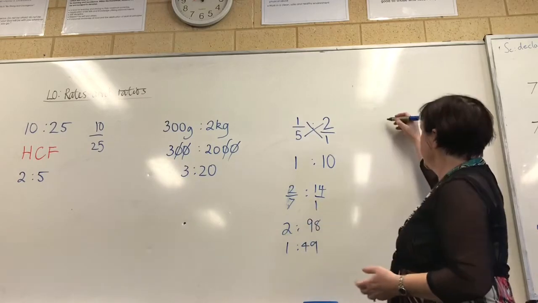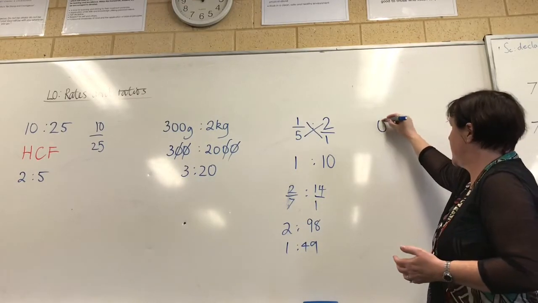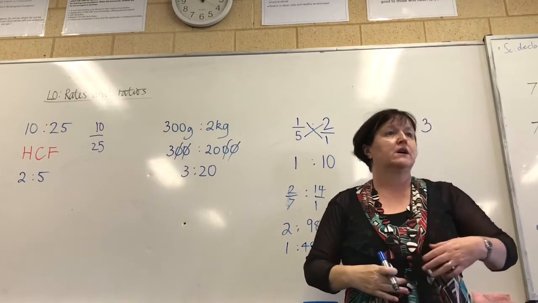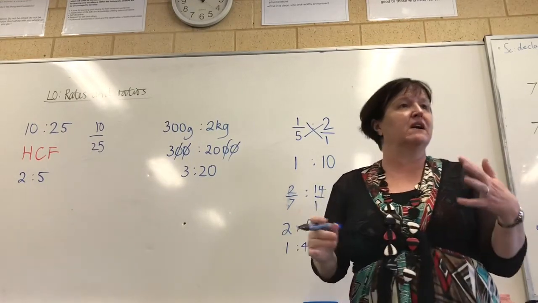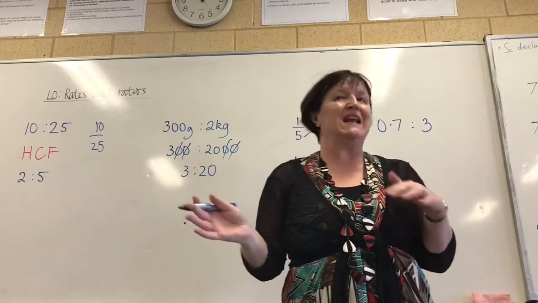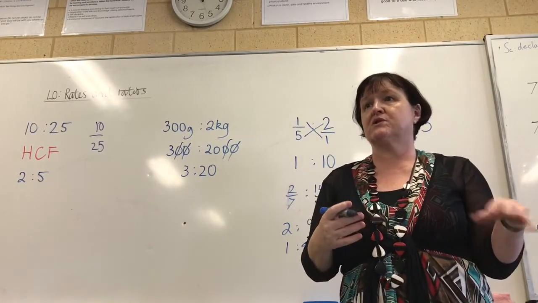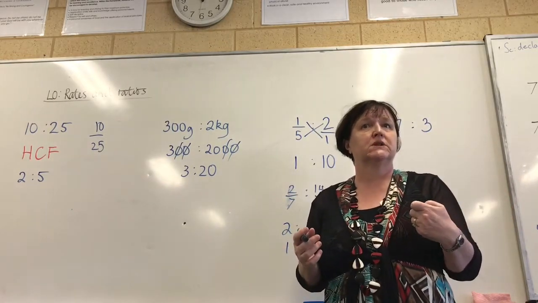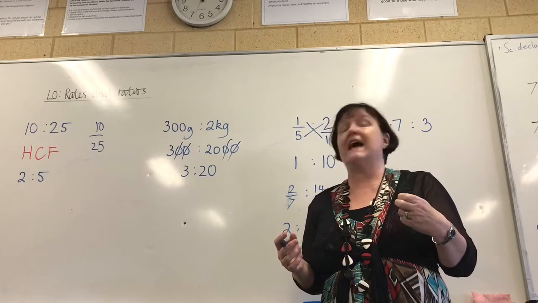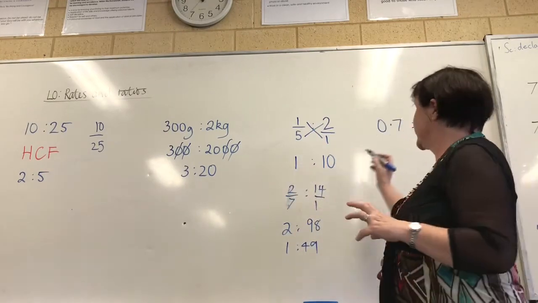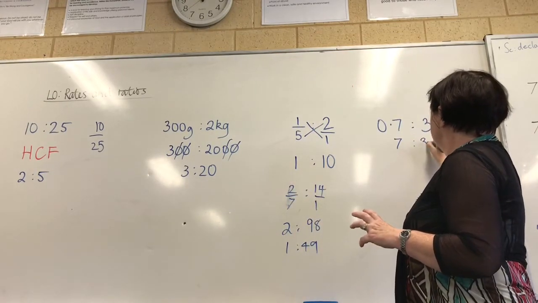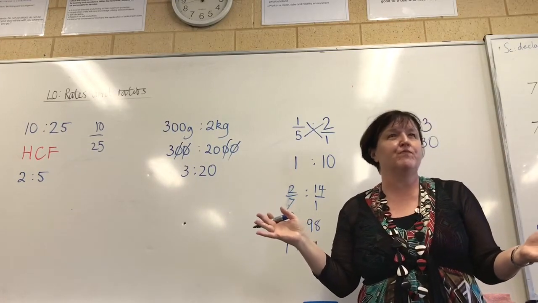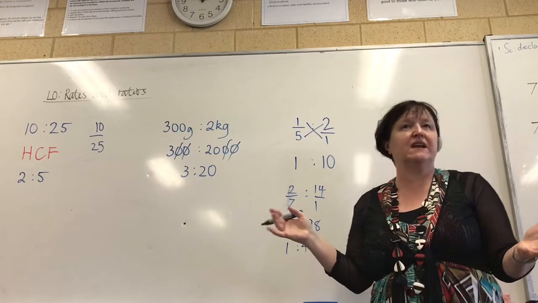Okay, so the next one is a decimal to a whole number. So say we've got 0.7 to 3. When we get something like this, we've got to eliminate the decimal. We've got to make them both into whole numbers. So how are we going to eliminate that decimal? By multiplying by 10. You multiply both sides by 10. So it's going to be 7 to 30. Is that simplest form? Yes, it is, isn't it? So we'd leave it like that.